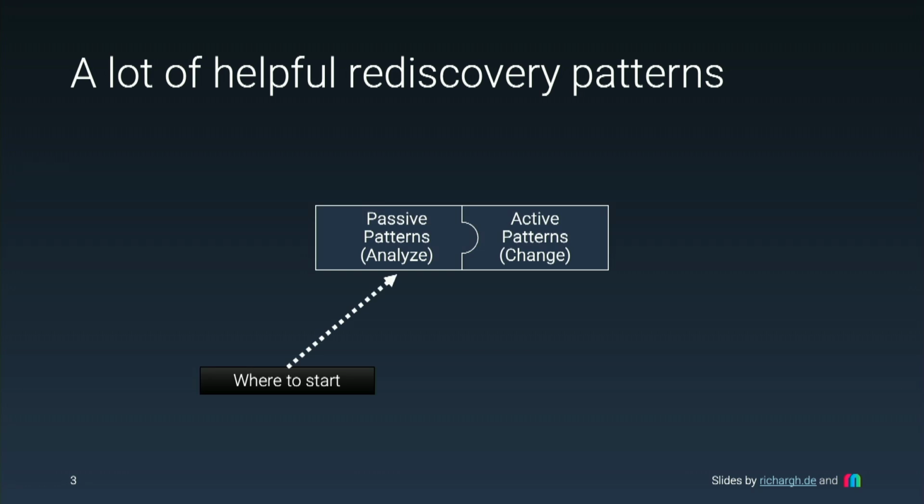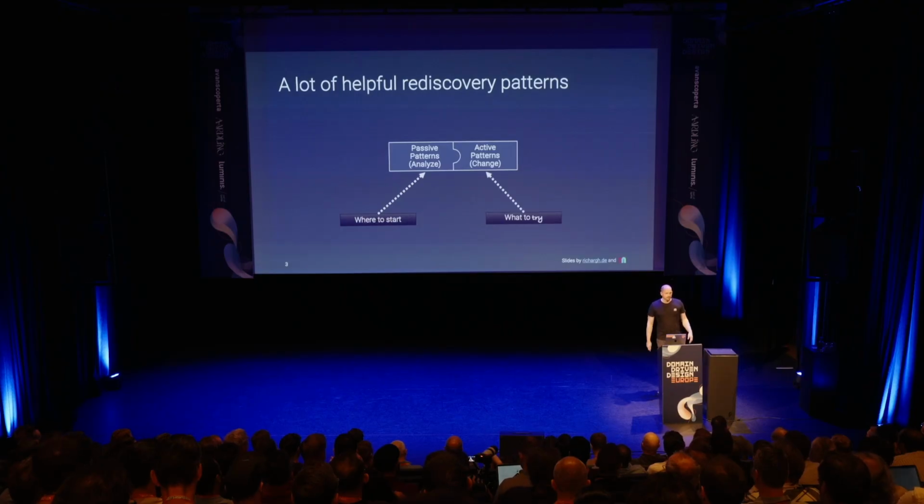And with the passive patterns, you see where do I start? Because if you have, I don't know, 200,000, 1 million lines or 5 million lines of code, it's kind of nice to know which of these should I change? And then the active patterns are sort of what to try. Specifically not what to do, but what to try. Because in the end, it's still a software engineer's job to figure out, okay, this thing here, how can I make it better?